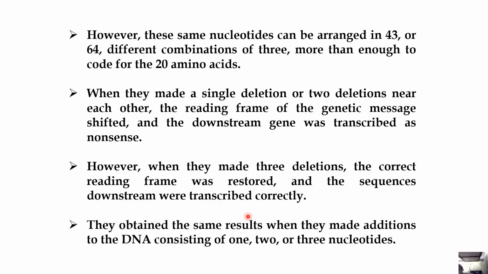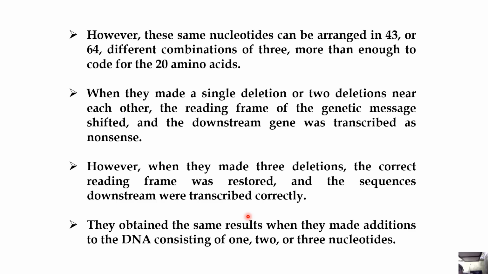However, these same nucleotides can be arranged in 4 cubed, or 64, different combinations of 3, more than enough to code for the 20 amino acids. So when they made a single deletion or two deletions near each other, the reading frame of the genetic message shifted and the downstream gene was transcribed as nonsense. However, when they made 3 deletions, the correct reading frame was restored and the sequences downstream were transcribed happily.